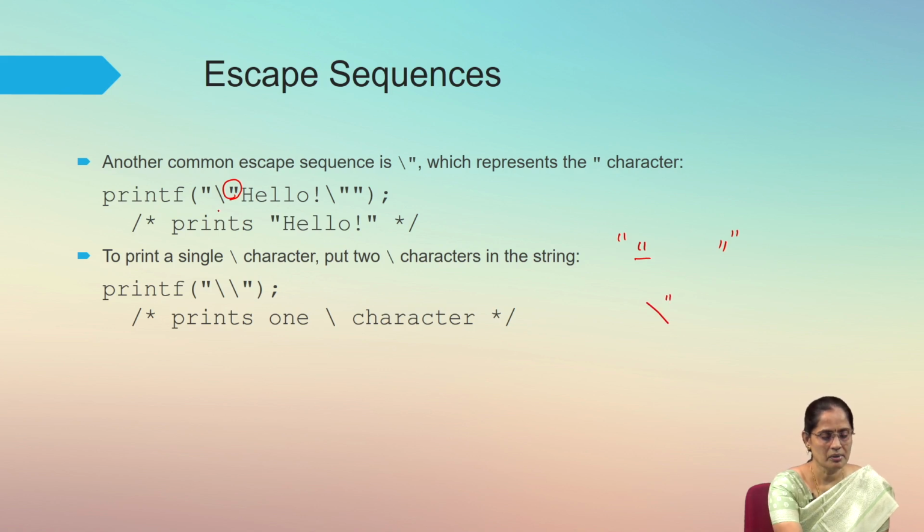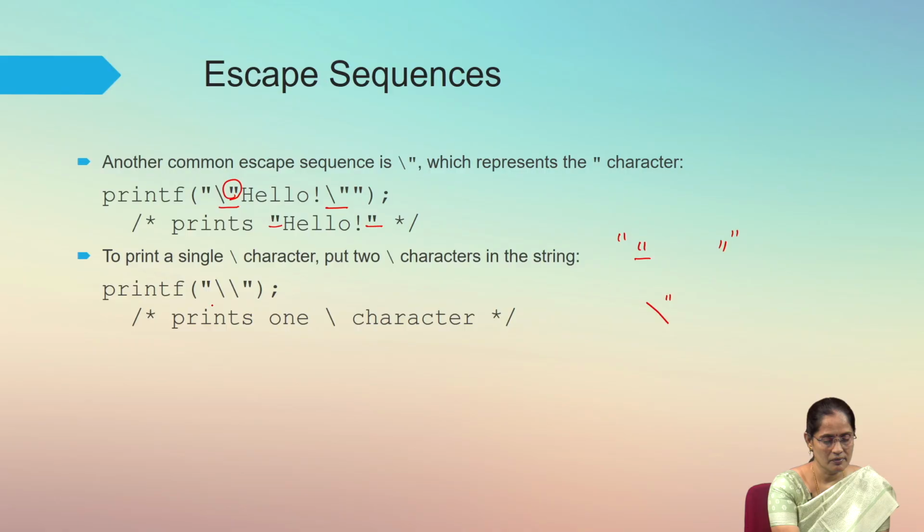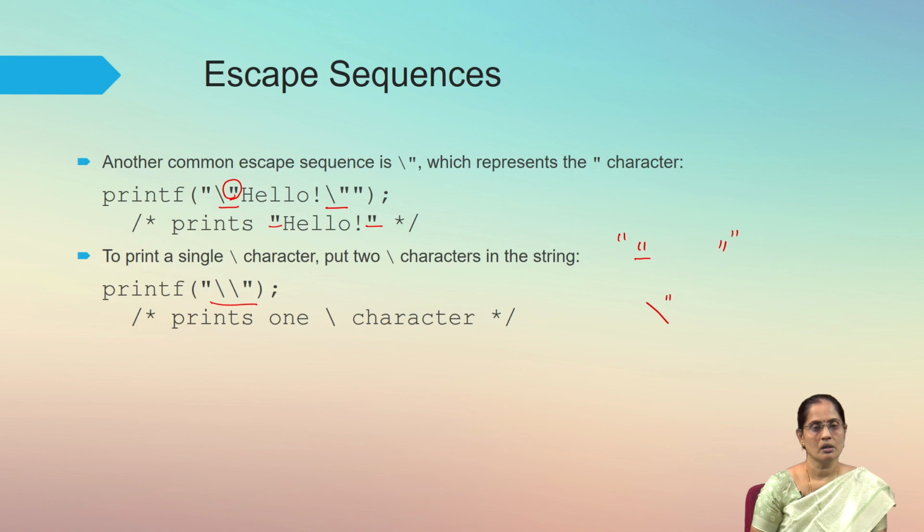So, in this example we can see backslash double quote, backslash double quote. Wherever we get backslash double quote, that will be replaced with double quote in the output. Similarly, if we want to display backslash itself in the output, that can be given as double backslash. Supposing you want to include the directory path.